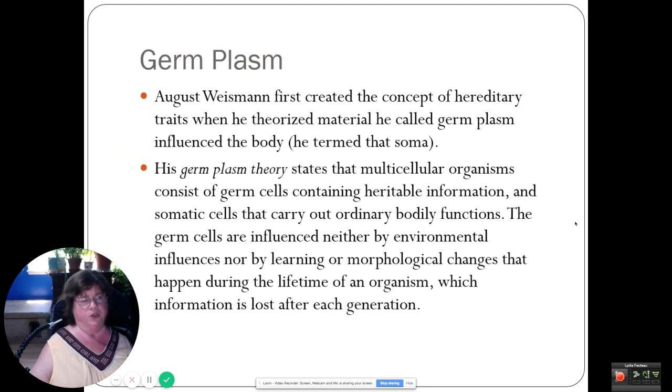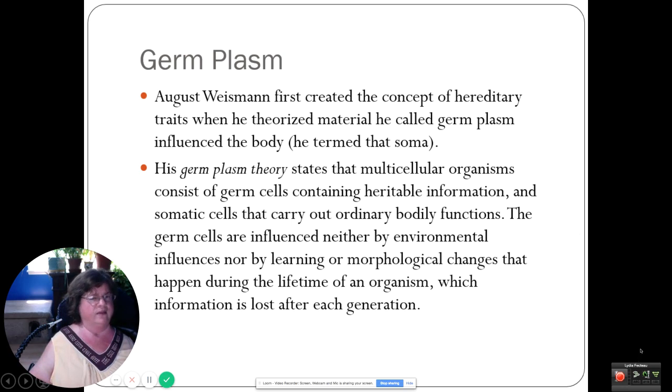So germplasm. This was this kind of weird theory that was started, and August Weismann first created this concept of hereditary traits when he theorized material he called germplasm, which influenced the body. So this is the world before DNA. This is the world before we understood what DNA really was. So there was this concept, though, that we inherit certain qualities, certain traits. So he called them germplasm.